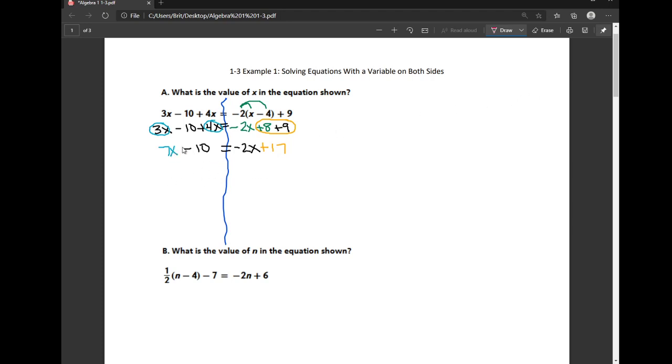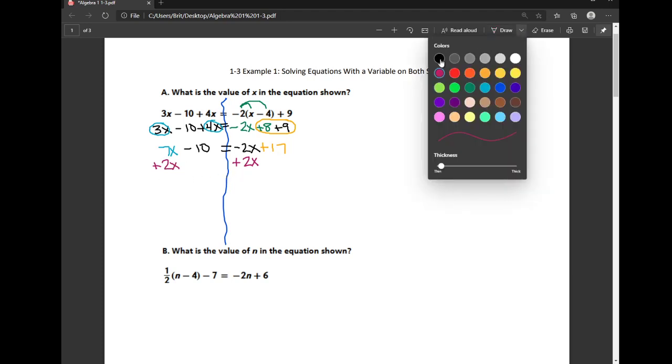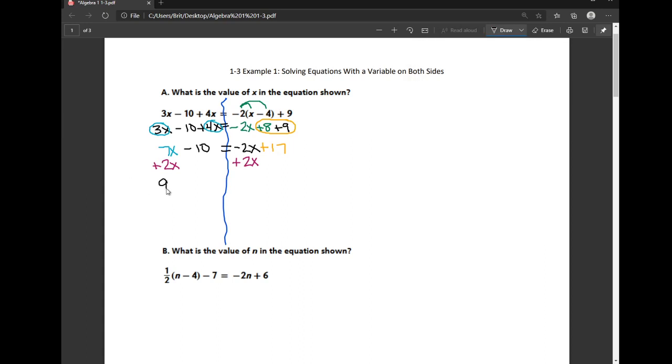Now, it's probably kind of strange, but I usually prefer to keep the number in front of x positive. Alright, so I could subtract the 7x to the other side, or I can add the 2x to the other side. Either way works. But what I'm going to do is I'm going to add the 2x to each side of the equation. That way, this number in front of x stays positive. Alright, so this turns into 9x minus 10 equals 17.